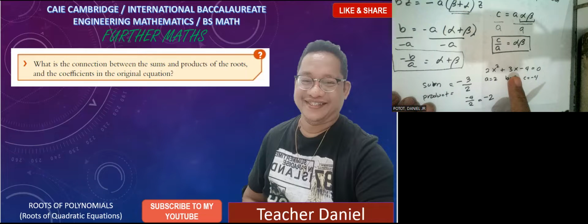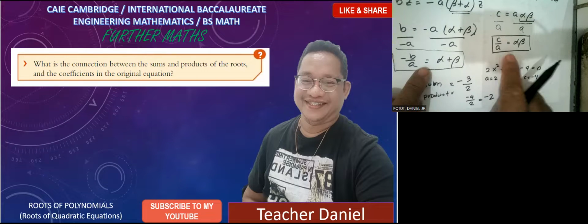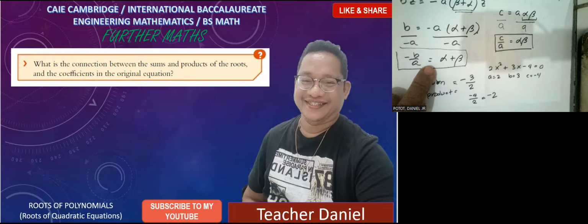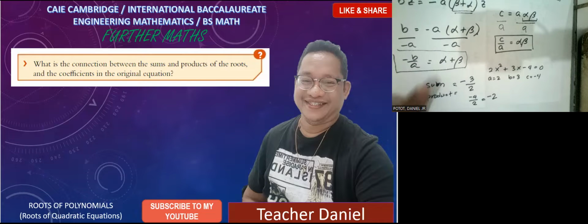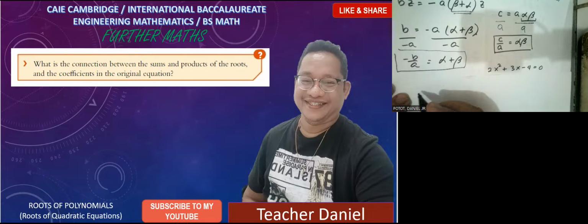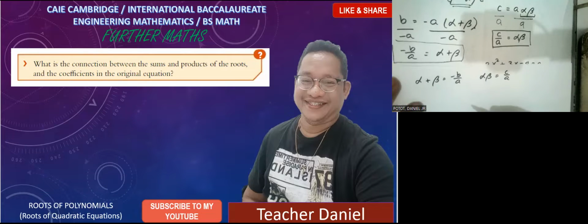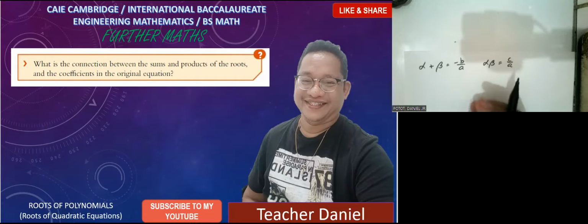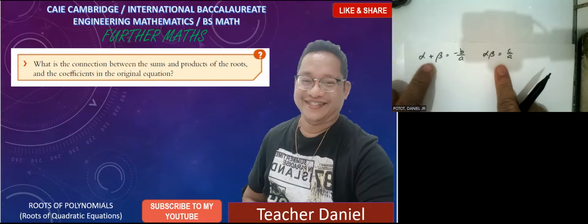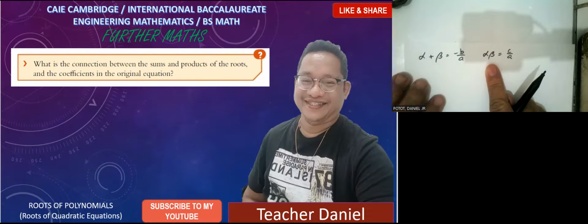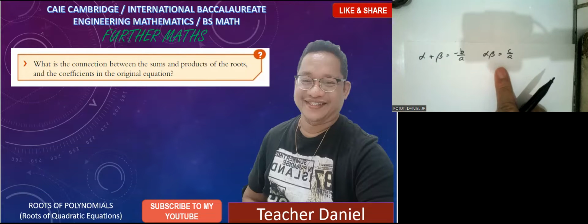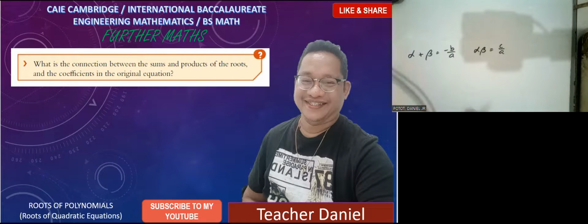But again, this is very important. Actually, you only need to memorize these two: alpha plus beta is equal to negative b over a, and alpha beta is equal to c over a. And take note, every time you see this, it means the sum and the product. So let's try to look at the first example in our slides.